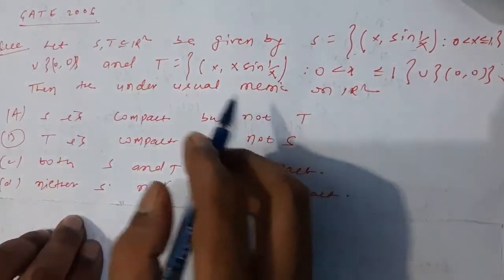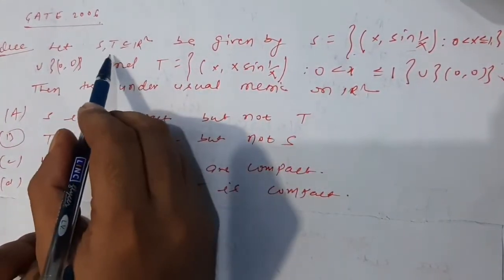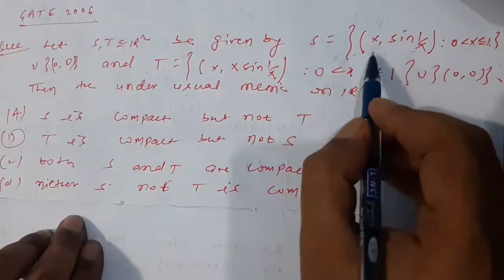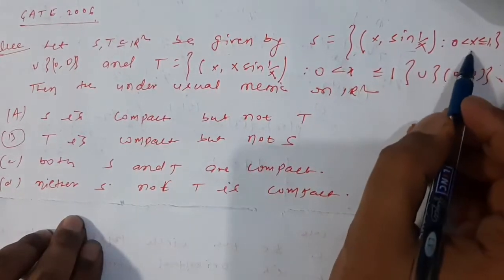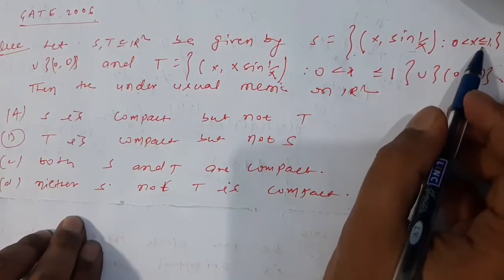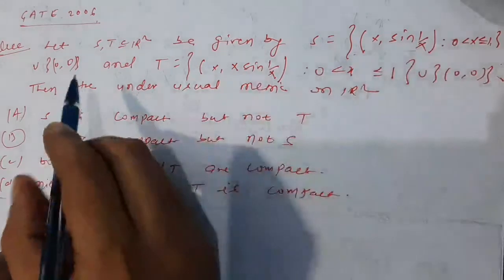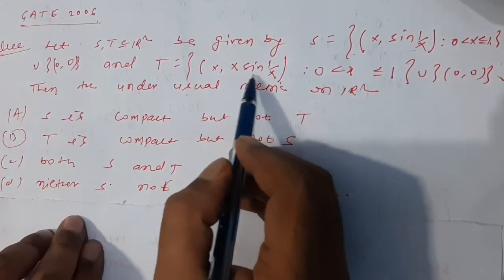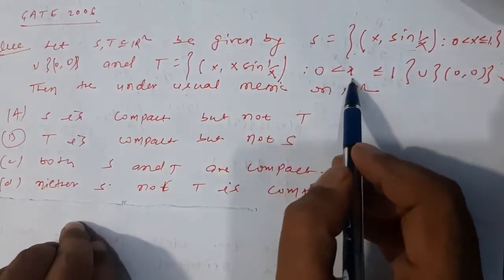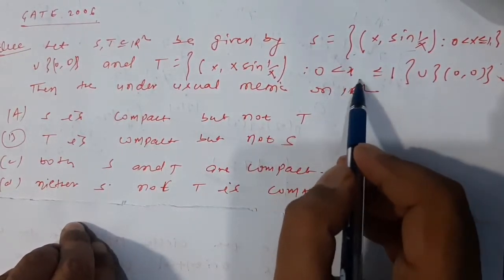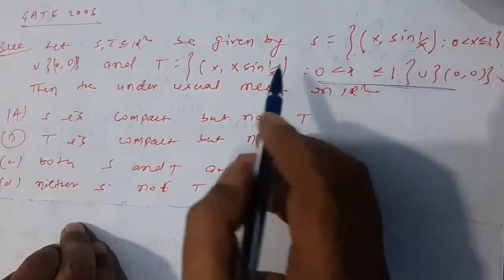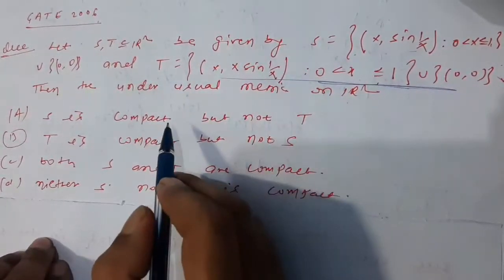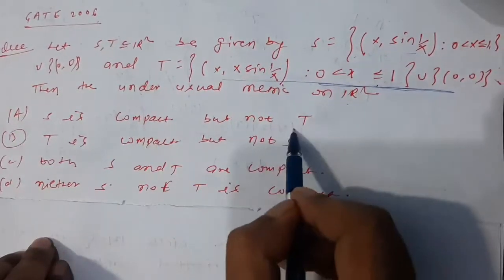So let's start. What is the question saying? Let S, T be subsets of R square, given by: S is the collection of the set (x, sin 1/x) for x in (0, 1], union (0, 0), and T is the collection of the set (x, x sin 1/x), 0 < x ≤ 1, union (0, 0). This is the set given as T. Then, with the usual metric on R square, the question asks about S and T.